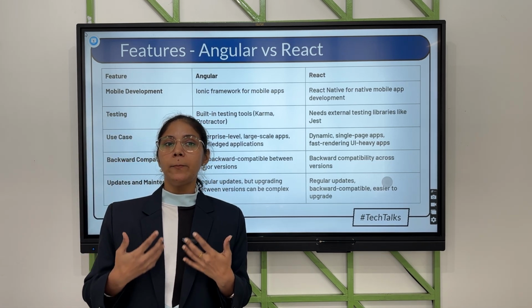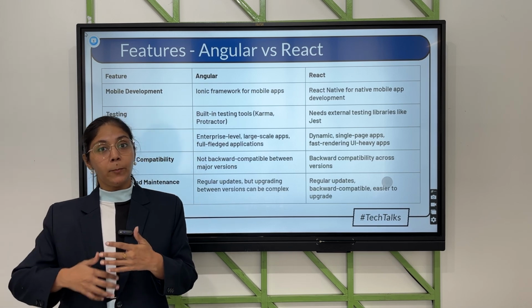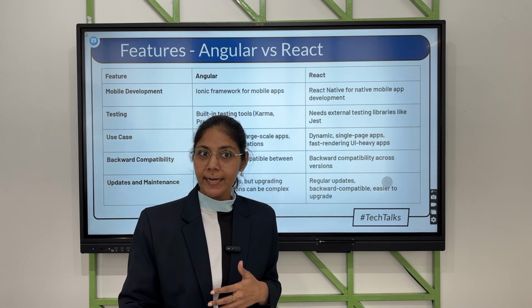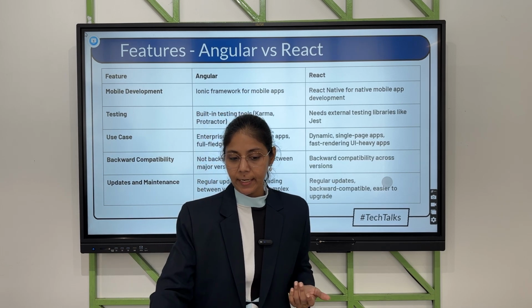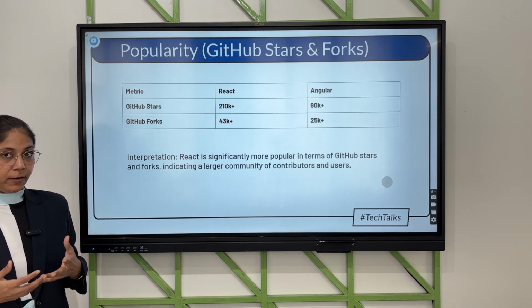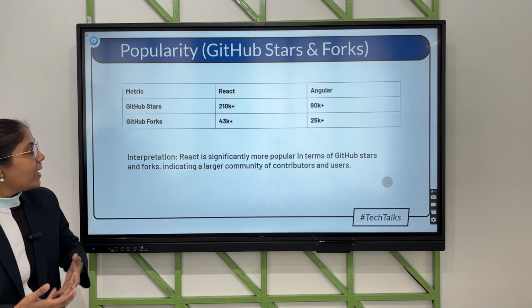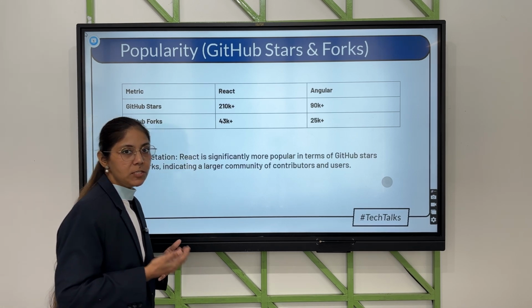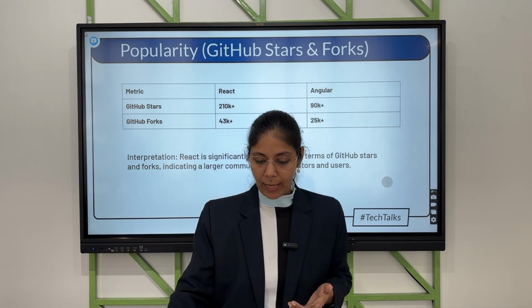We are going to see some comparisons done by popular sites, some surveys that have been done on these particular sites. So let's jump into it and understand it. Popularity in terms of GitHub stars and forks: as you can see, React is significantly more popular in terms of GitHub stars and forks as compared to Angular.